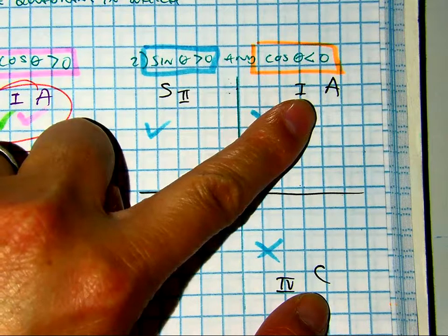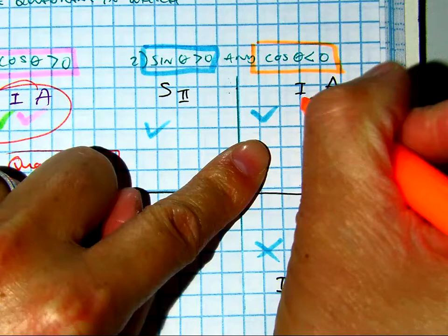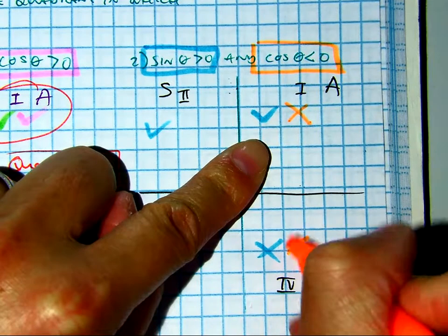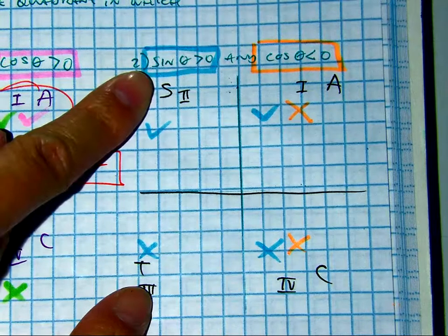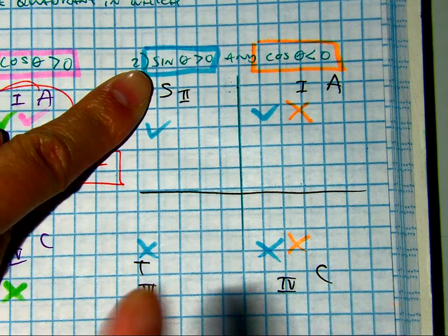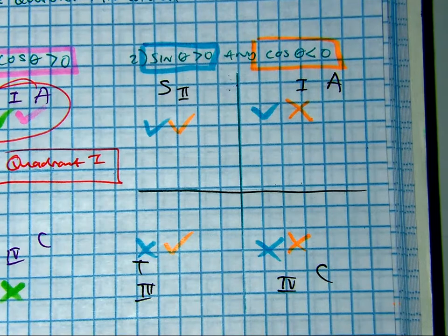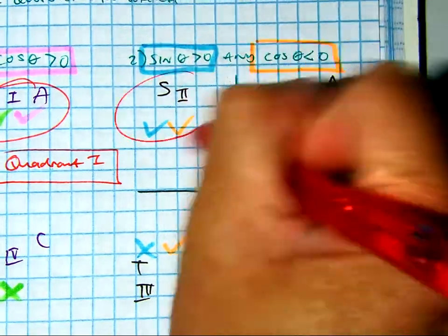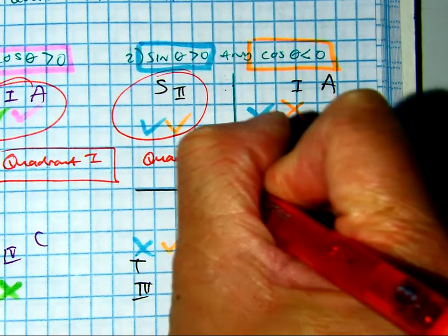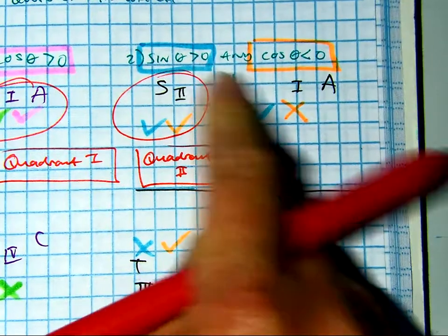Class, are we looking for positive? No. We're looking for what? Negative. So I'm going to cross it off. That means in these two locations, cosine is negative. And the only one that has both of them is what? Quadrant 2. So quadrant 2 is our answer. Quadrant 2 has sine positive and cosine negative.